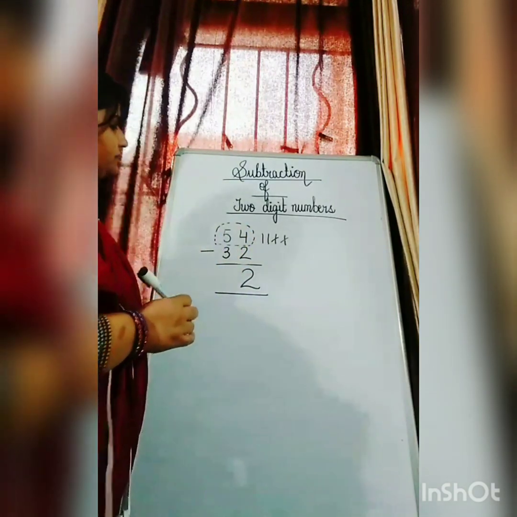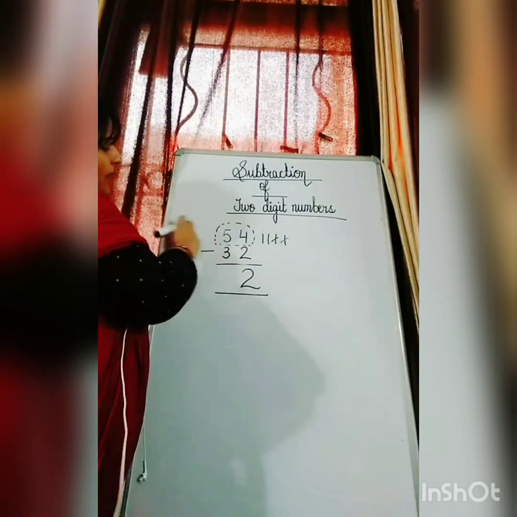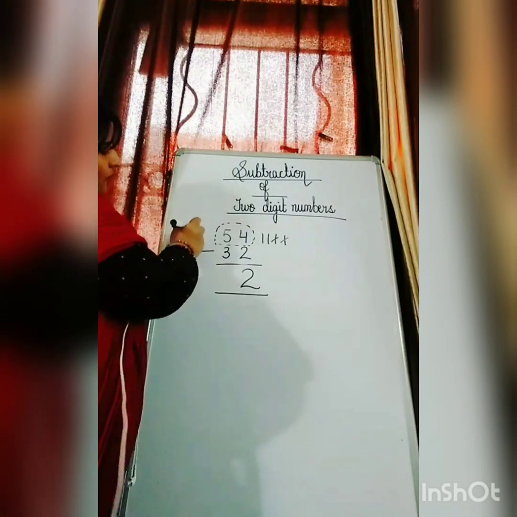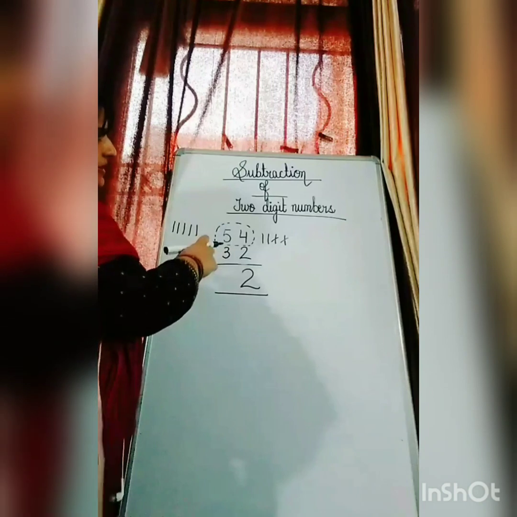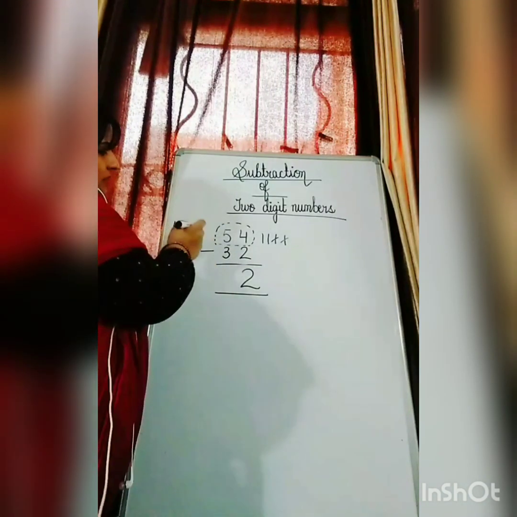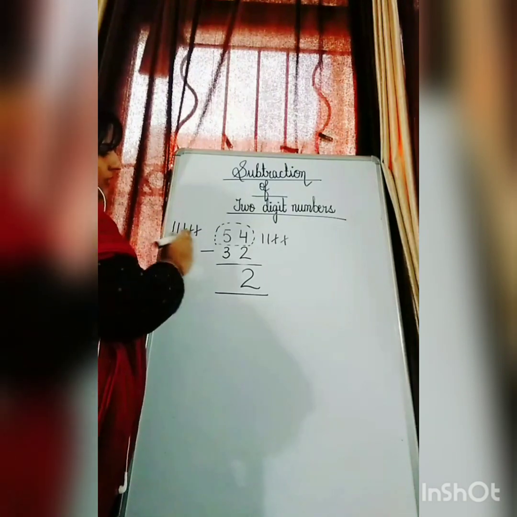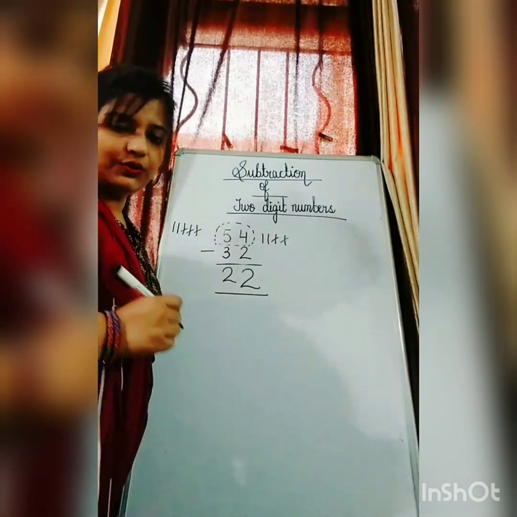Same way, 5 and 3, right? Up, I'm going to make a line for 5. 1, 2, 3, 4, 5. And from these 5 lines I am going to cut 3, because the 3 is here downside. 1, 2, 3. How much is left? 1 and 2. 2. The answer is 22.